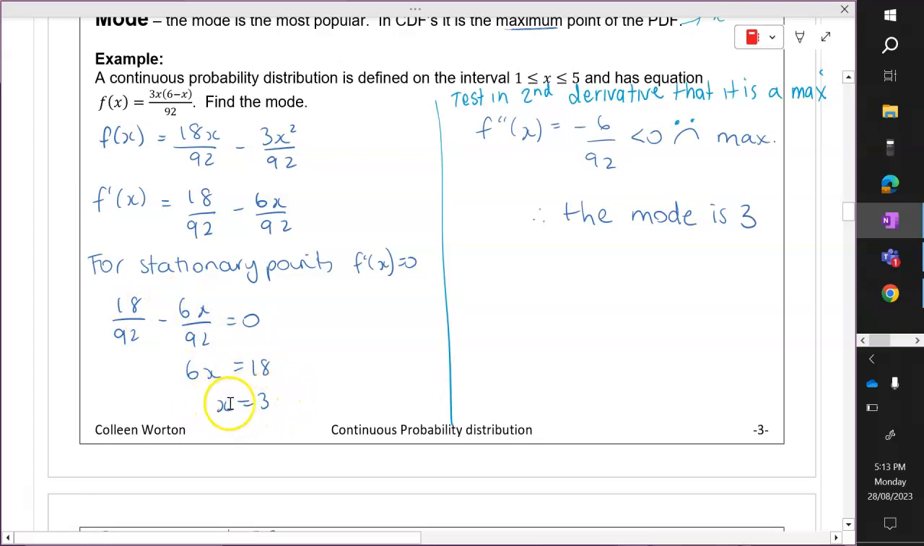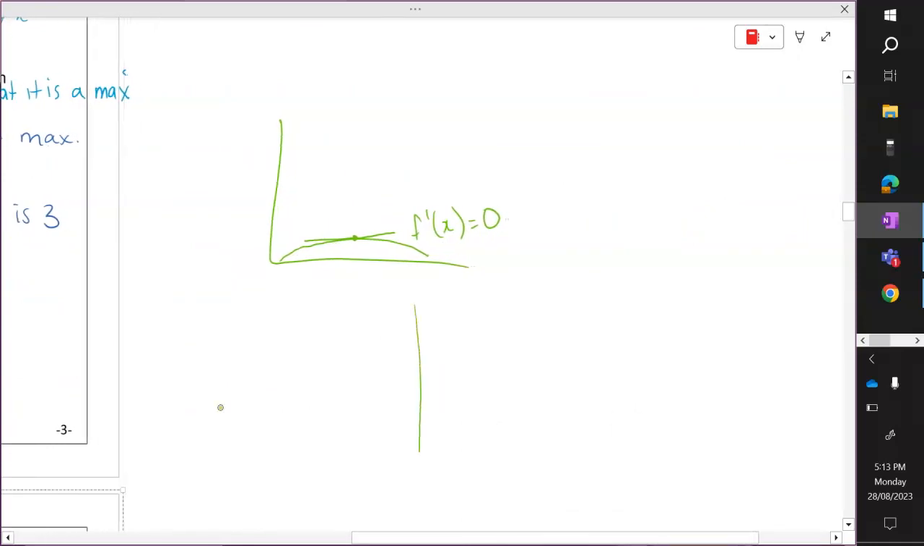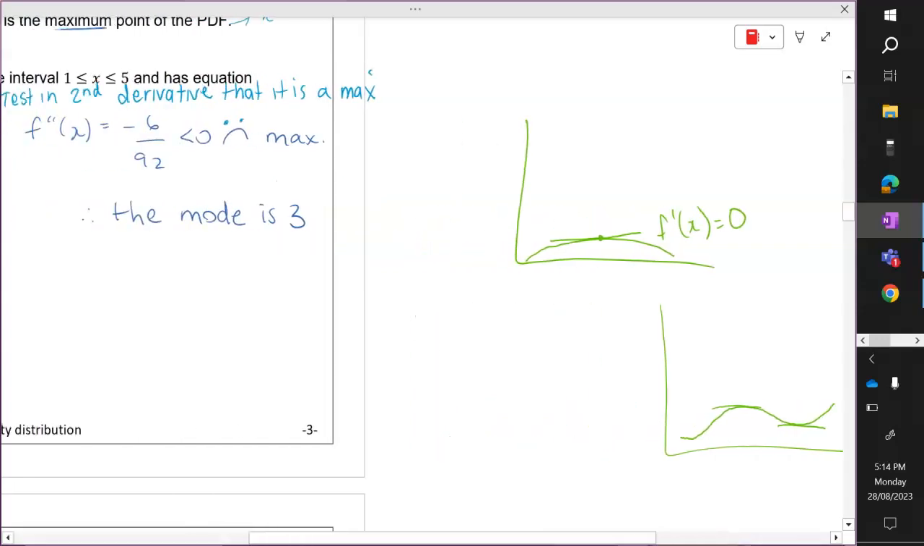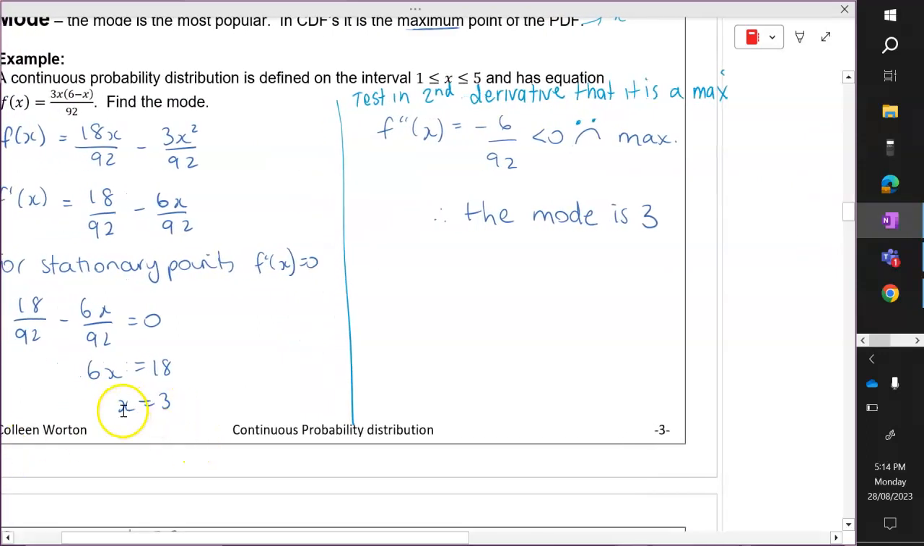It's going to be 3, but I actually would prefer it if you proved that it actually was 3. Because what if we had a curve, and I'll just draw another diagram over here, where we had two things like this. What if we ended up with two parts that could have come back as a mode? Or the number that we got, what if it was a minimum value? So we need to be really careful and actually show that this point of x equals 3 actually is going to be the maximum. And we can do that with our second derivative.